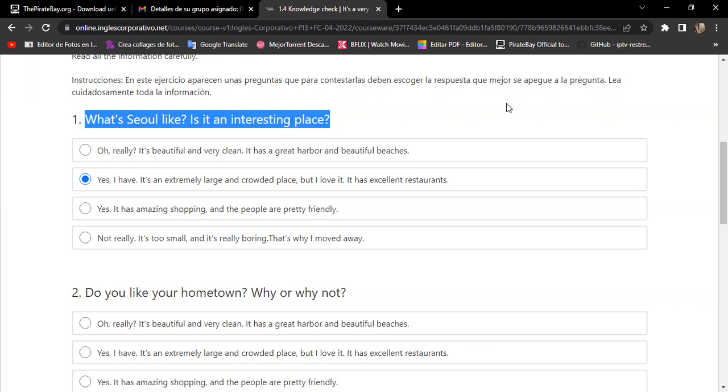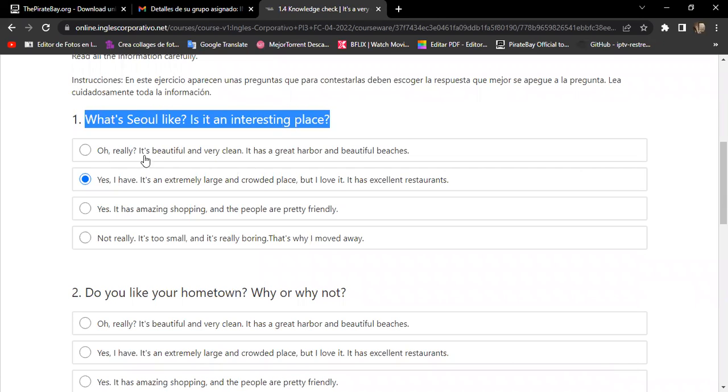So, entonces aquí preguntan, what is Seoul like? Is it an interesting place? Imagínense alguien dice, hey, yo soy del distrito Italia. ¿Verdad que dicen que es bien peligroso? Okay, imagine alguien dice, hey, I am from Las Flores. And I ask you, you are from Las Flores, really? What is Las Flores like? Is it dangerous? Pueden decir, yes. No, no, it's not dangerous.